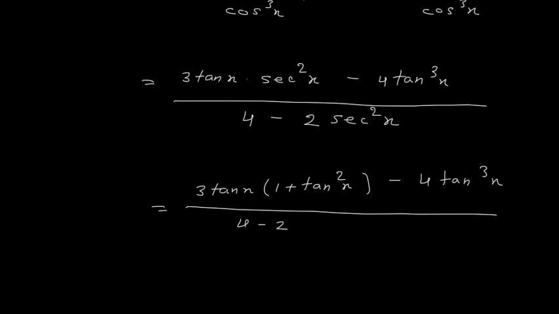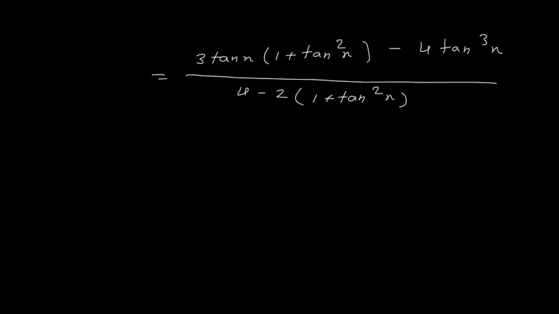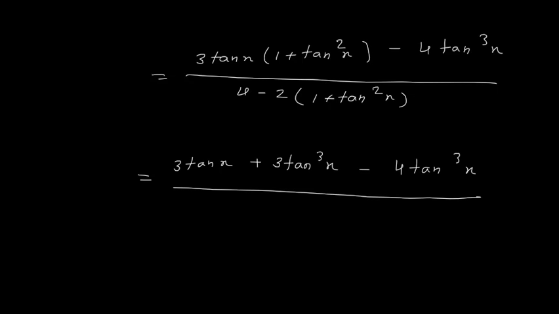Now this sec square x I will write as 1 plus tan square x. So finally this is equal to 3 tan x plus 3 tan cube x minus 4 tan cube x divided by 4 minus 3 minus 3 tan square x.